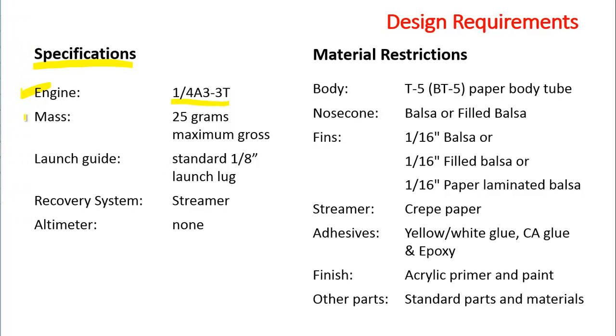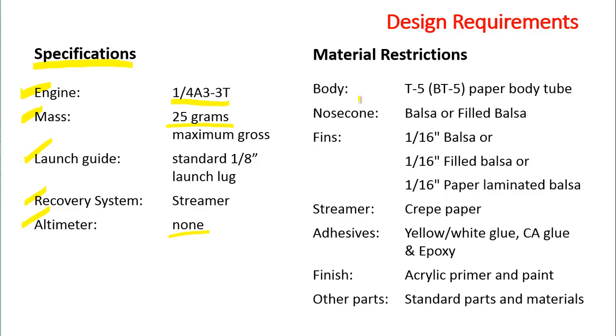The next issue is mass. The flight mass of your rocket cannot exceed 25 grams, and that's based on how much weight that engine is capable of lifting. Launch guide. We want you to use a very standard 1/8 inch launch lug for your launch guide. Your recovery system obviously should be a streamer because this is a streamer duration rocket. And altimeter, you will not fly an altimeter in this rocket because it's a duration rocket, not an altitude rocket.